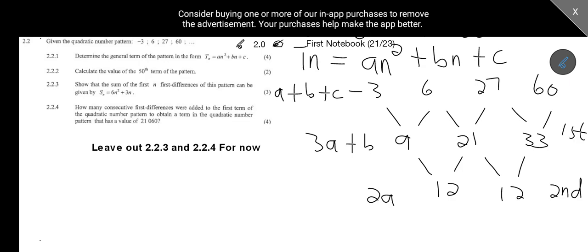So we're going to start by solving for a. We know that 2a is equal to the second difference, that is 12. By dividing both sides by 2, we'll end up with a being equal to 6.